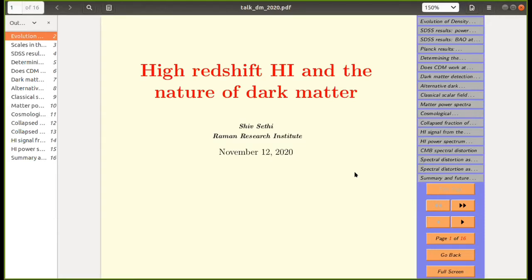And this will relate to high redshift H1, just one of many things we have tried regarding the nature of dark matter, and I'll focus primarily on ULA as the dark matter.